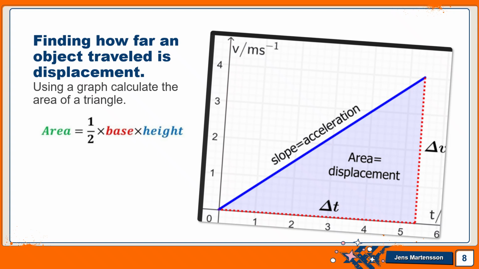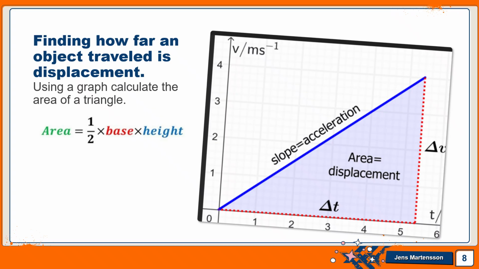So displacement is basically finding the area covered by an object within a certain time. And to do that, to find displacement using a graph, you have to use the formula for an area that we use in math, which is 1/2 base times height. And that formula is only used if we have an acceleration that is steady, and if we have a triangle. So the area of a triangle will be 1/2 base times height.